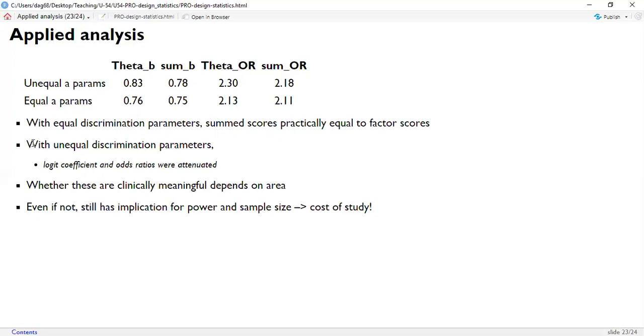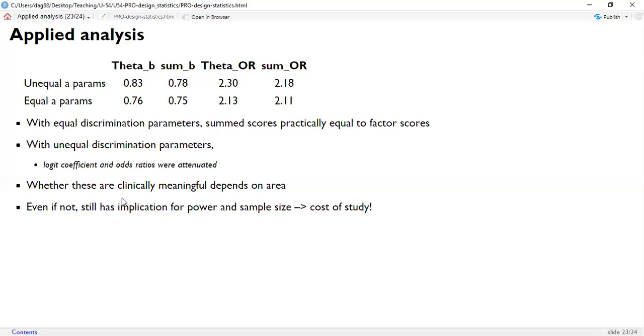With unequal discrimination parameters, in this case, 3 were equal to 0.5 and 3 were equal to 0.2. Again, 0.5 and 0.2 were just arbitrary. I just made them up. The logit coefficients are quite different. They're, I would say, about 6% bias here, or I'm sorry, 6% attenuation for the sum score relative to the theta score. And the odds ratios are also smaller, of course, 2.3 compared to 2.18.